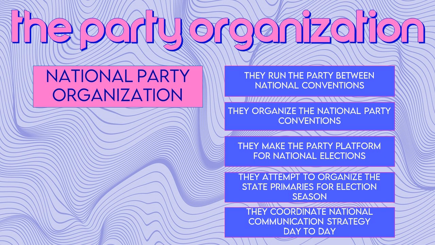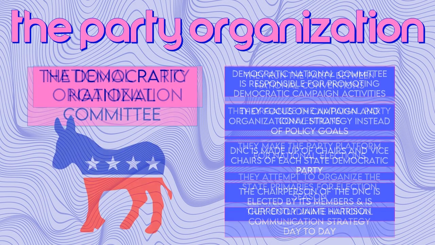They have to organize the state primaries in the election season. So they'll have to get a calendar for which states get to go when. And then they have to coordinate national communication strategy. So they have to make sure that Democrats don't look like they're fighting with each other. That may include that they have to get Democrats on the West Coast on the same page with Democrats in the Midwest and things like that.